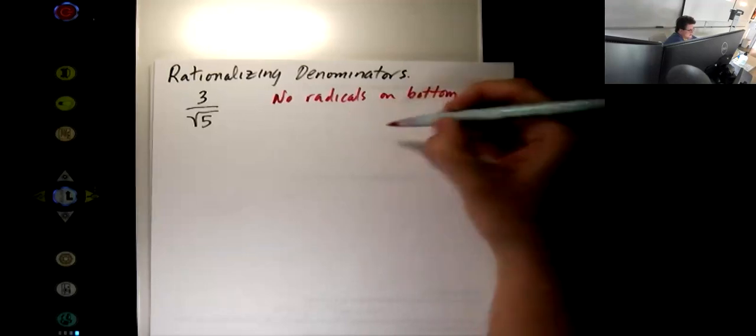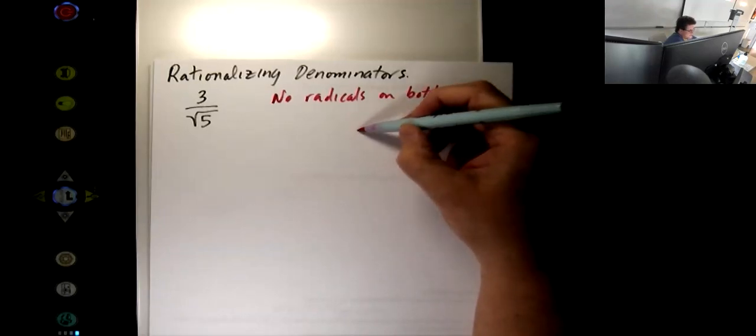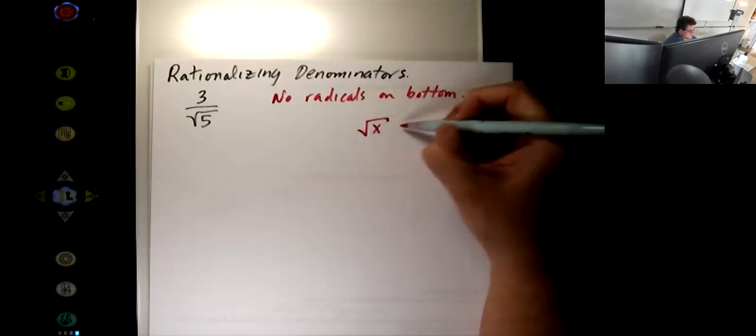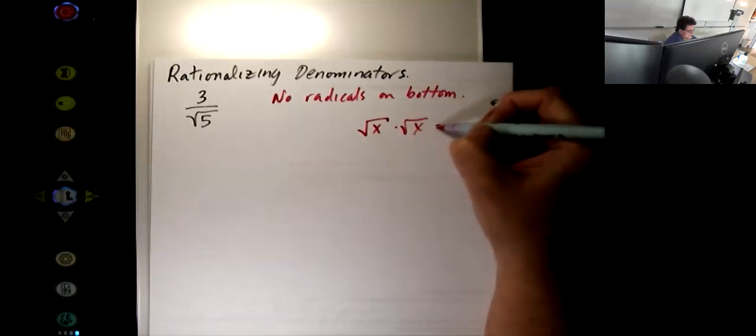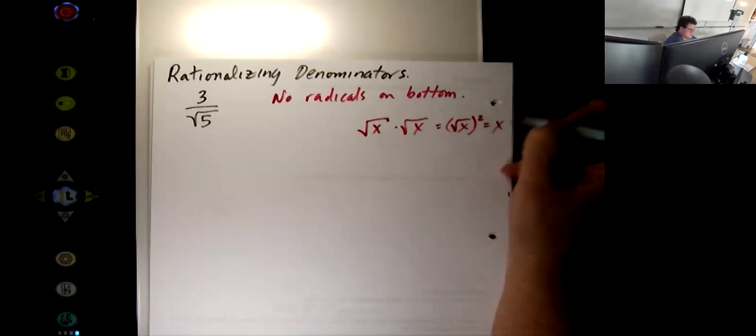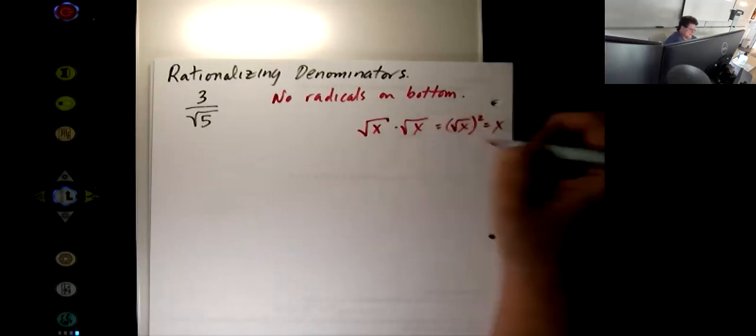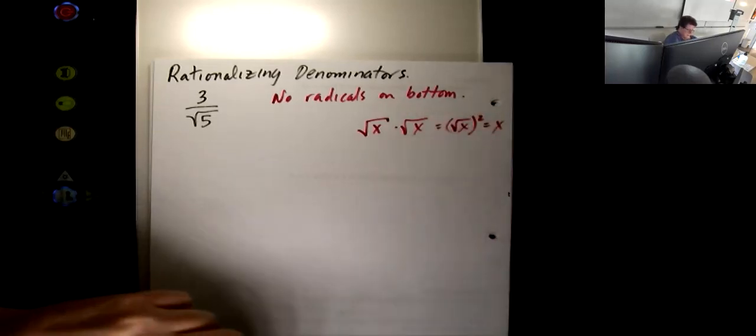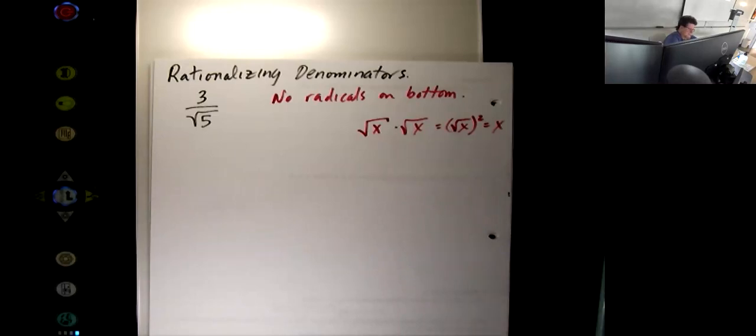So we're going to take advantage of the fact that square root of x times square root of x is square root of x squared, which is x. We're going to take advantage of this. To do that, I need to multiply the bottom by the square root of 5.